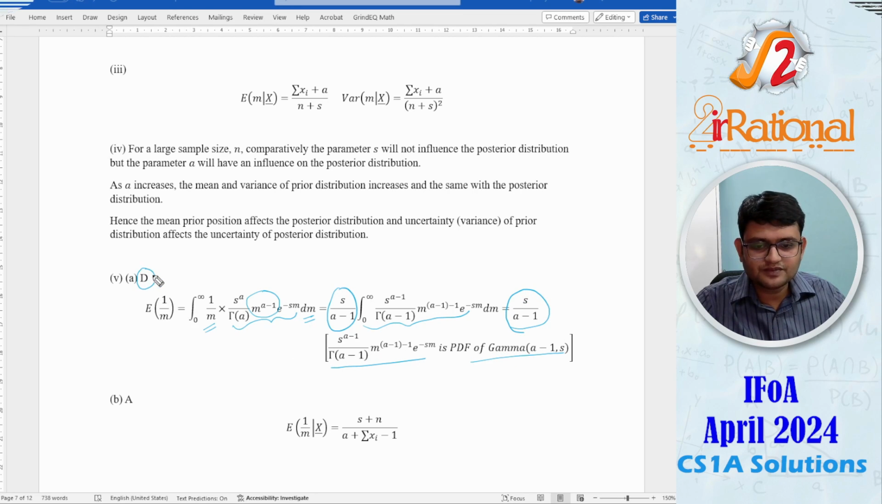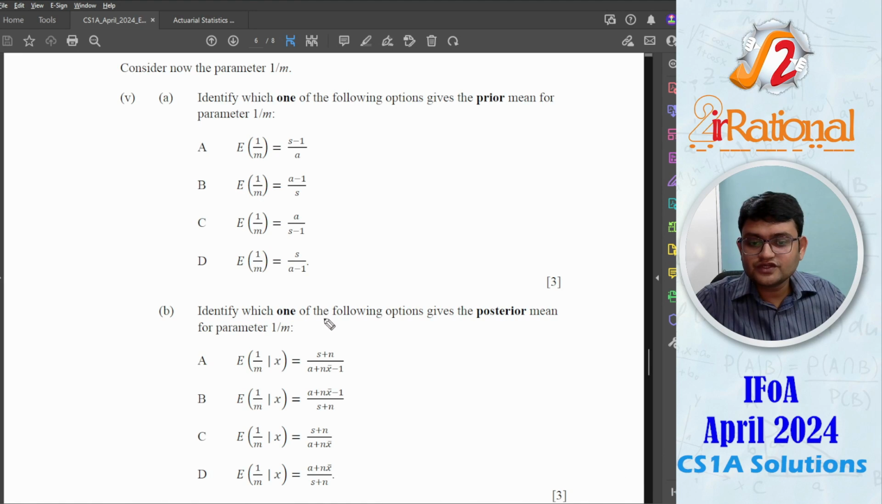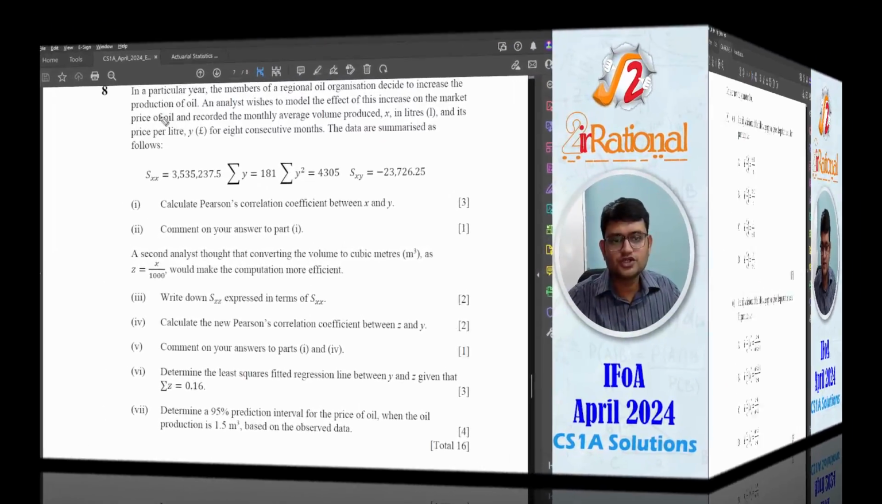That is option D. B part, identify which one of the following options gives the posterior mean for the parameter 1 by m. So for the posterior, just your s and a values are going to change when you substitute from the posterior distribution, and I think A will be your correct answer. Let's go to the next question. Question number 8.